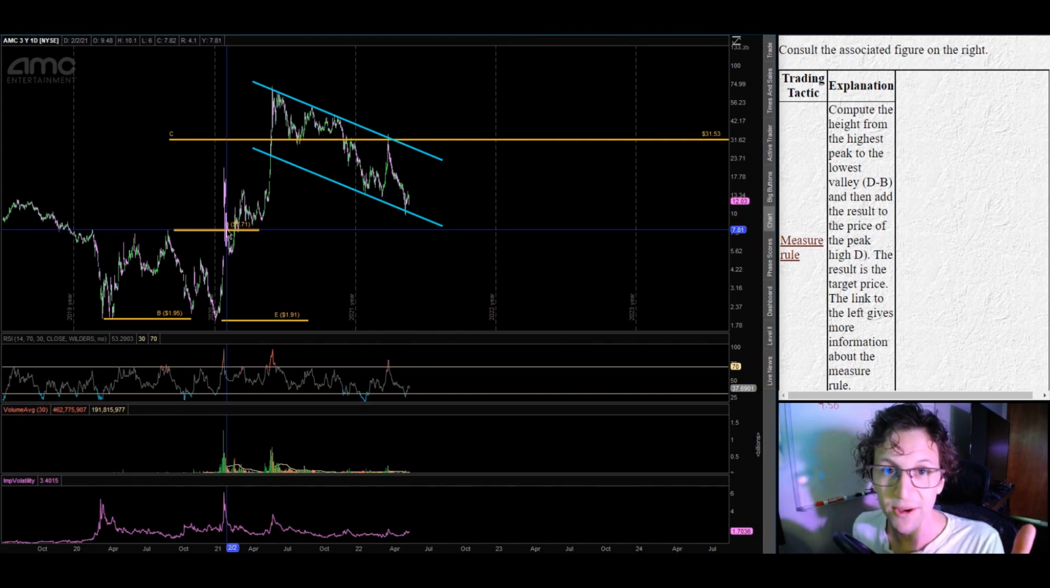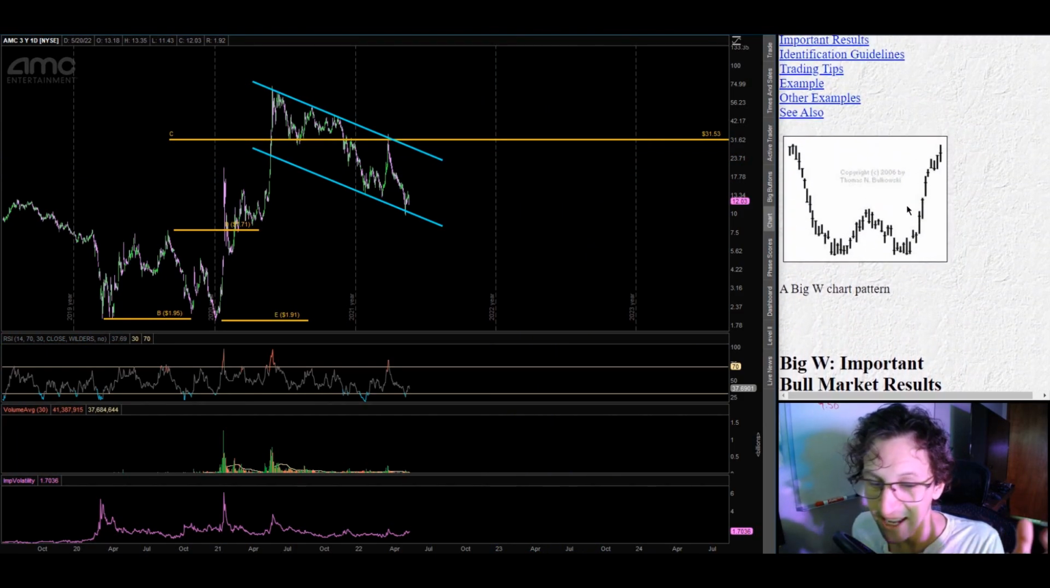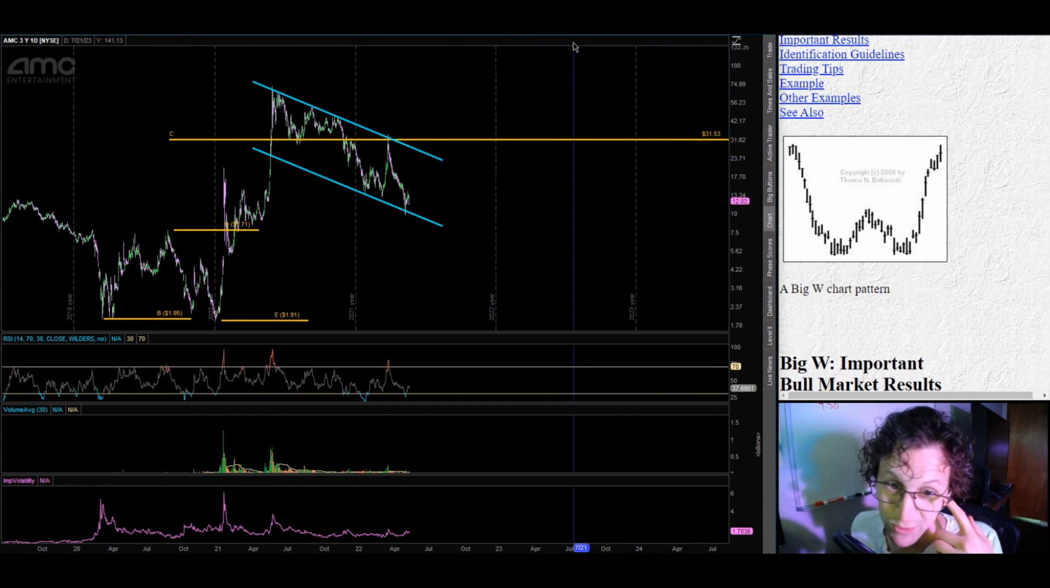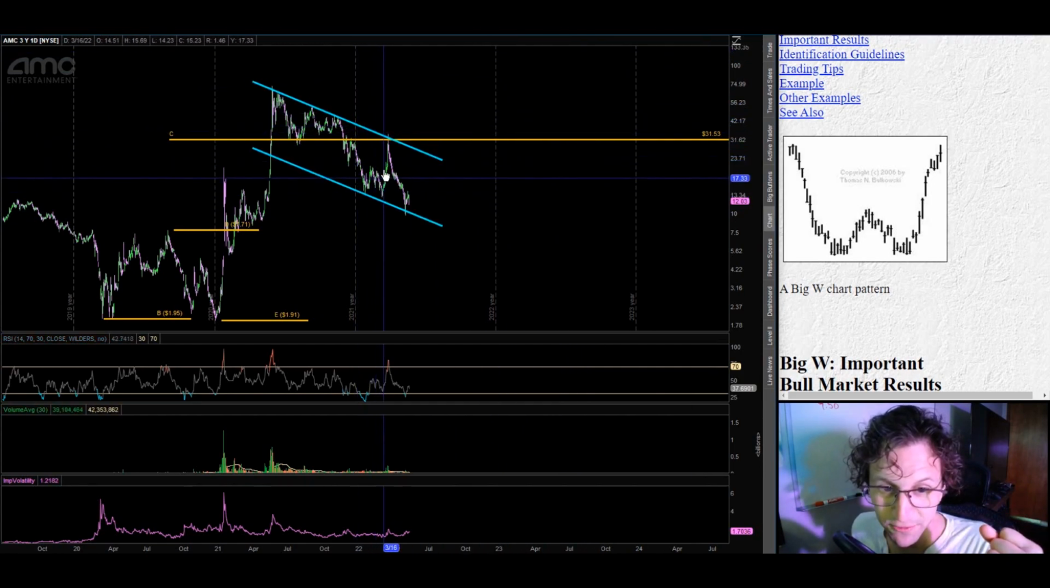So I've shown the Big W that preceded the January run. I've shown the biggest W on the monthly time frame that set up the entire run to 72. And now I want to show another W that is starting to form, and it's not done yet. But this is my best analysis at the time, this kind of speculation. This is really what I think is happening, that we're seeing another W form here.